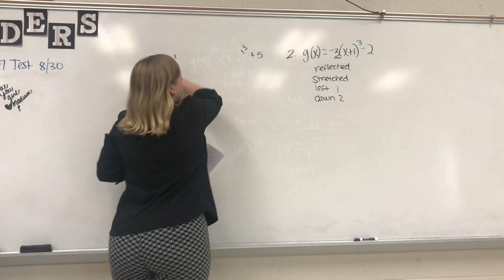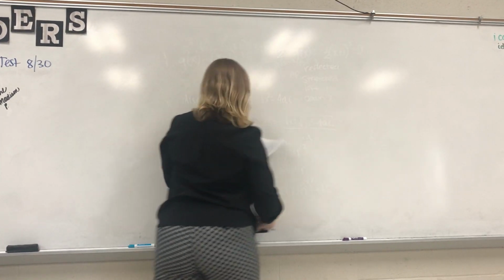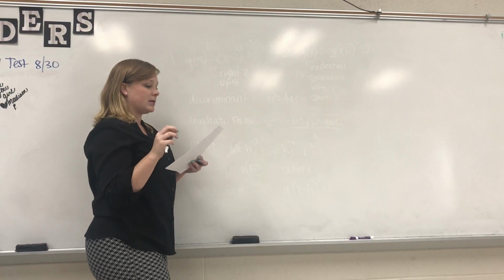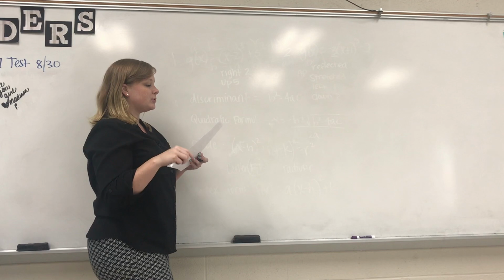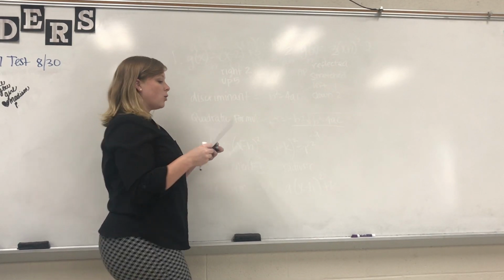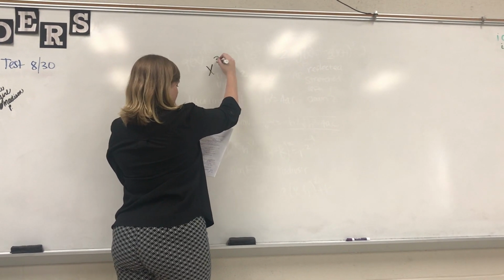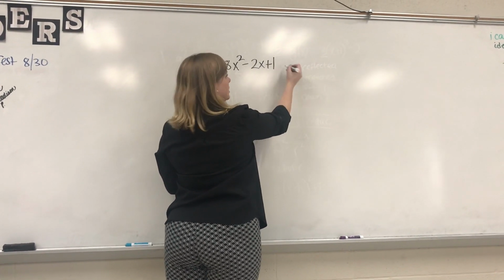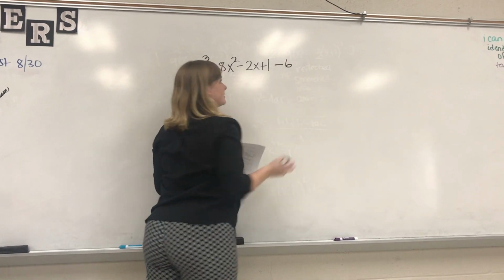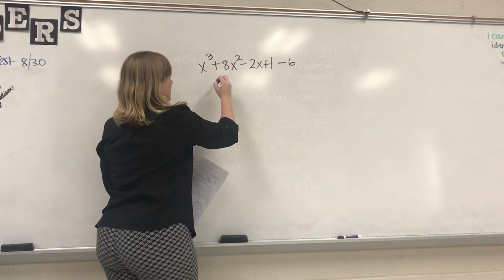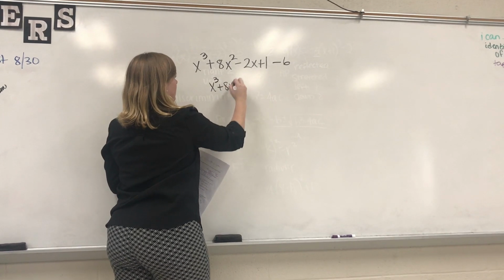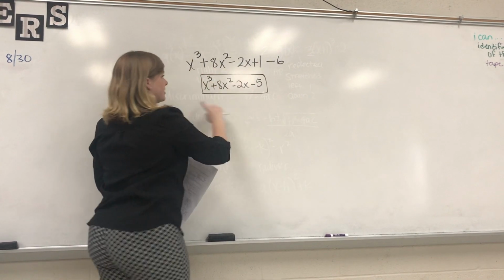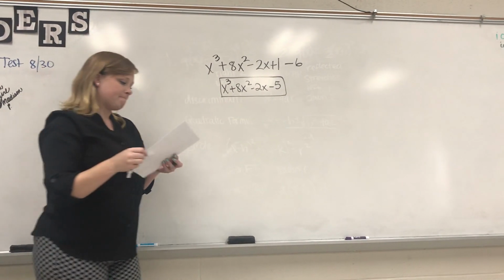Number 3. The function g of x equals, all that stuff, is translated down 6 units to produce the graph of the function h of x. Write an equation for h of x. So you're going to take your original equation, and it was translated down 6. So you're just going to combine like terms. x cubed plus 8x squared minus 2x minus 5. And on your test, you're going to look for that answer, all right?